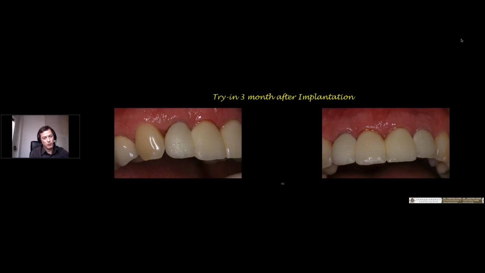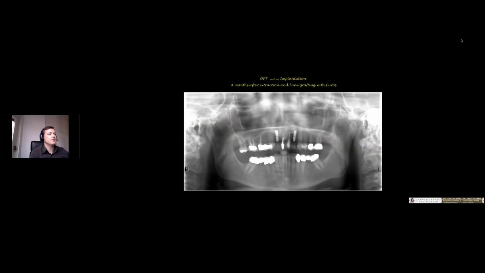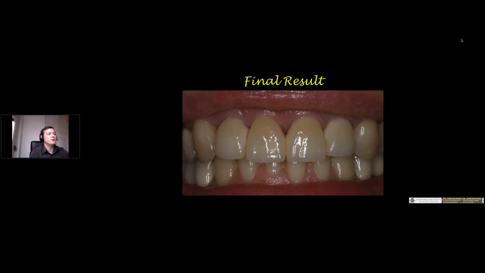We make 2 implants, not 4. I told you before why. And we put an implant in position 1.2 and 2.2, and then we make a bridge. You see, this is not the final result. This is just the provisional. And here you see the implants. After we put the implants, we remove the teeth in the middle, and now you see the final result.